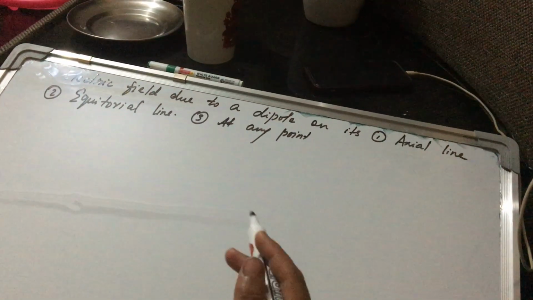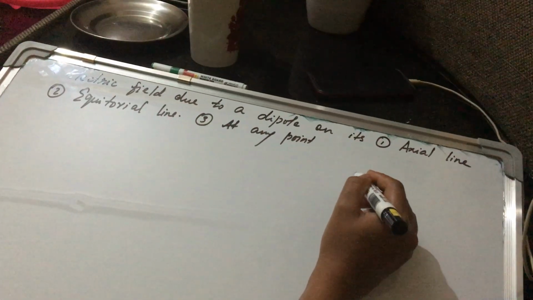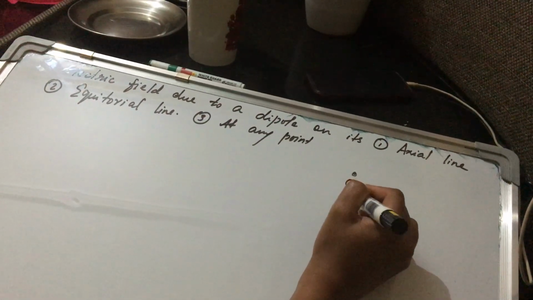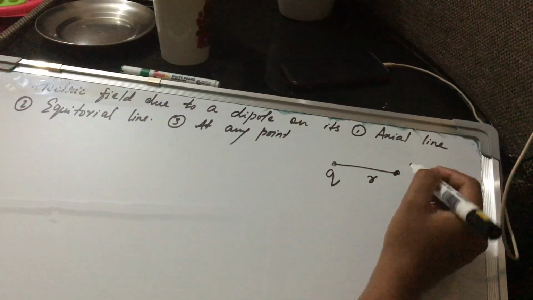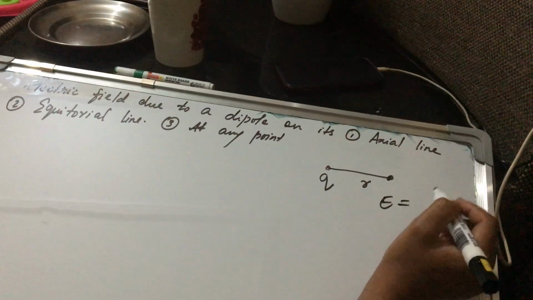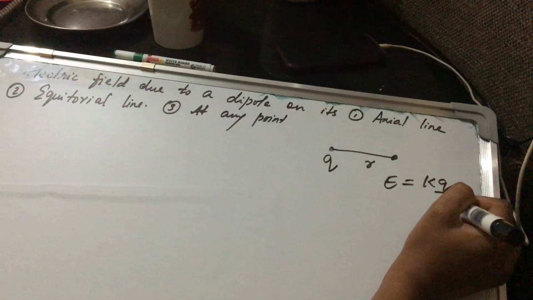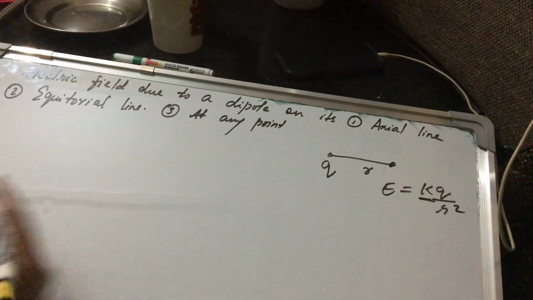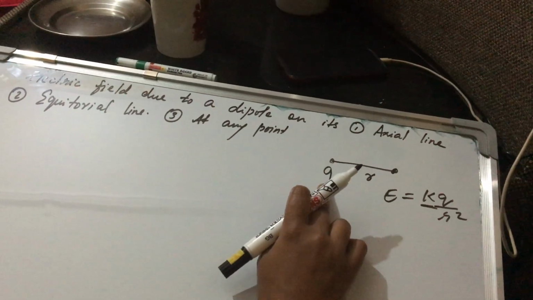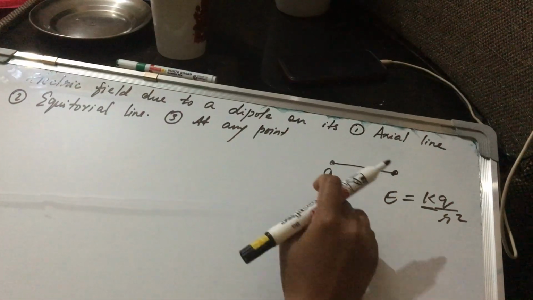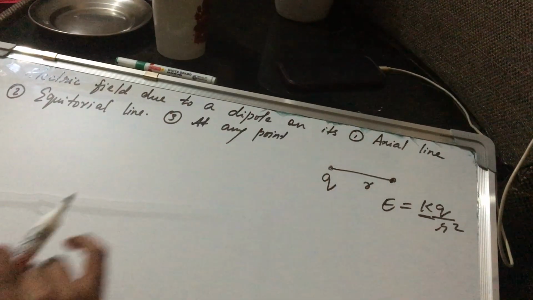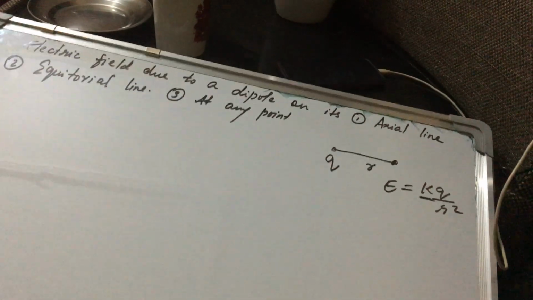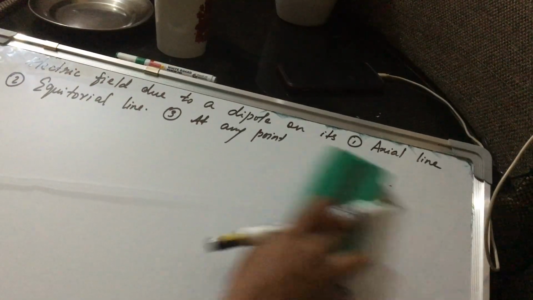In the previous chapter we found the electric field due to a point charge at any distance, say r, and we computed that the electric field is equal to kq by r square, where k is 1 by 4 pi epsilon naught, right? Now we are moving one step ahead. In place of one charge, we will consider two charges, like in the case of a dipole, and at different positions we are going to get its electric field.